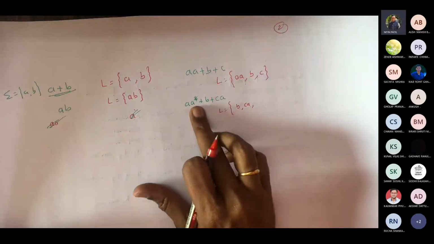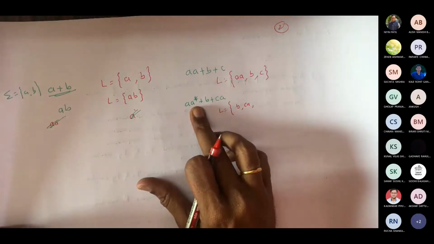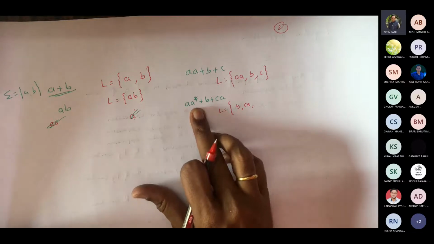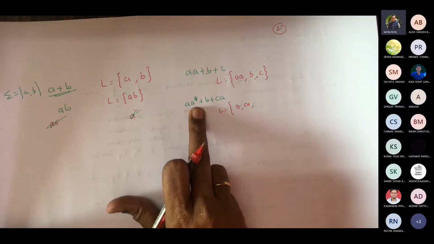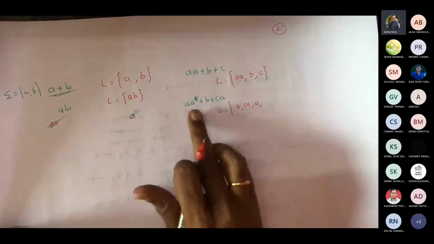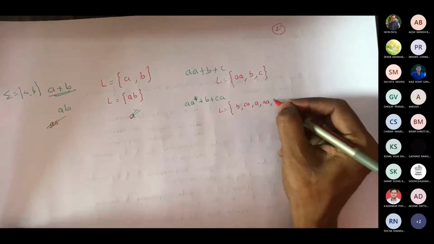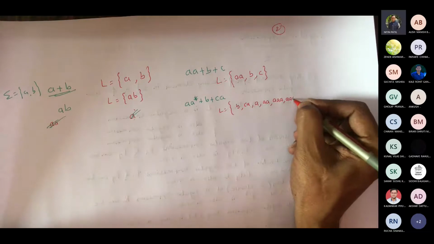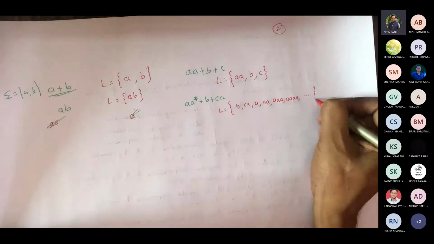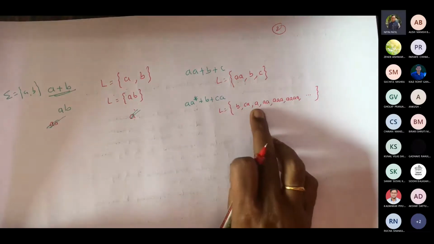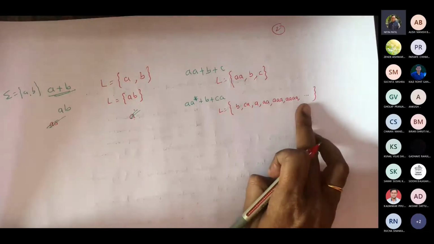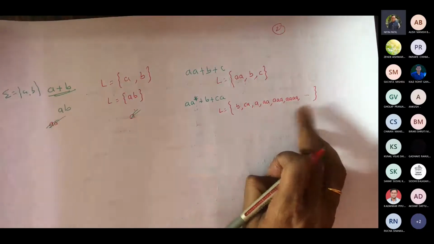Now if I talk about A star, it starts with what? A star starts with what? Clean closure starts with what? Epsilon, correct? So if I assume non-existence of A star, then it is A, correct? Then one existence of A, two existence of A's, three existence of A's, and so on. So either it accepts B or CA or A or AA or this or this or this. Am I right? Any issue with this? Any problem with this?